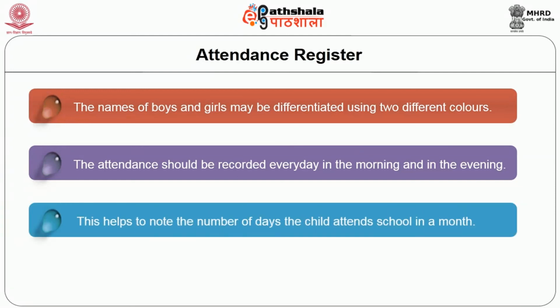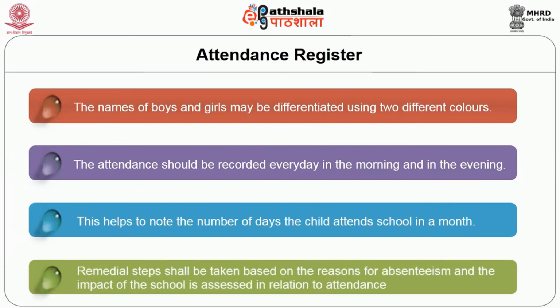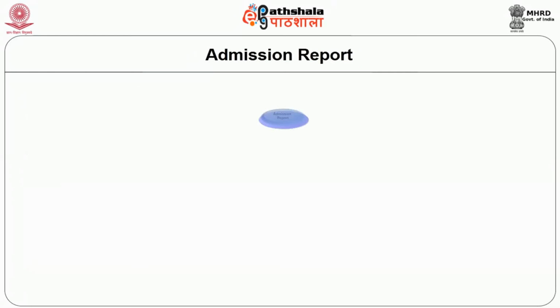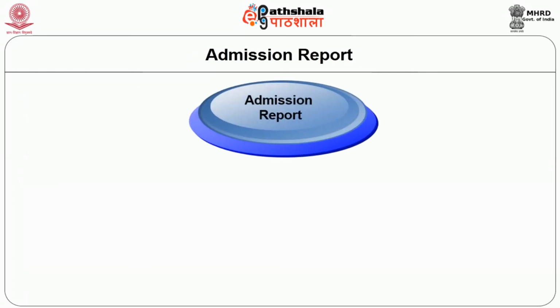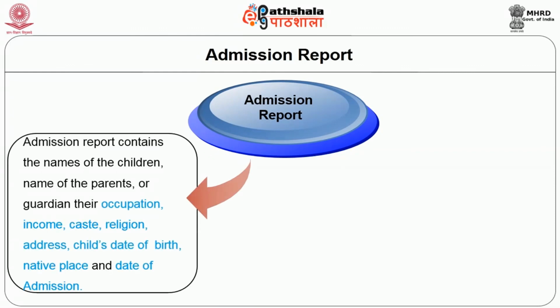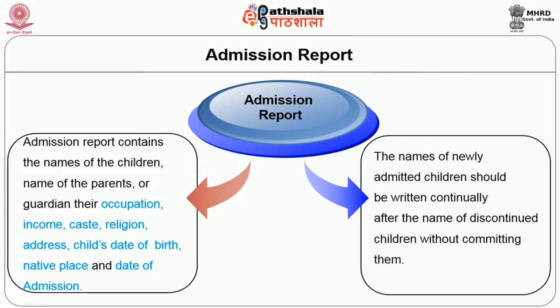This helps to note the number of days the child attends school in a month. Remedial steps shall be taken based on the reasons for absenteeism, and the impact of the school is assessed in relation to attendance. Next, let's move on to the admission report. The admission report contains the birth, native place, the date of admission, etc. The names of newly admitted children should be written continually after the names of the discontinued children without omitting them.